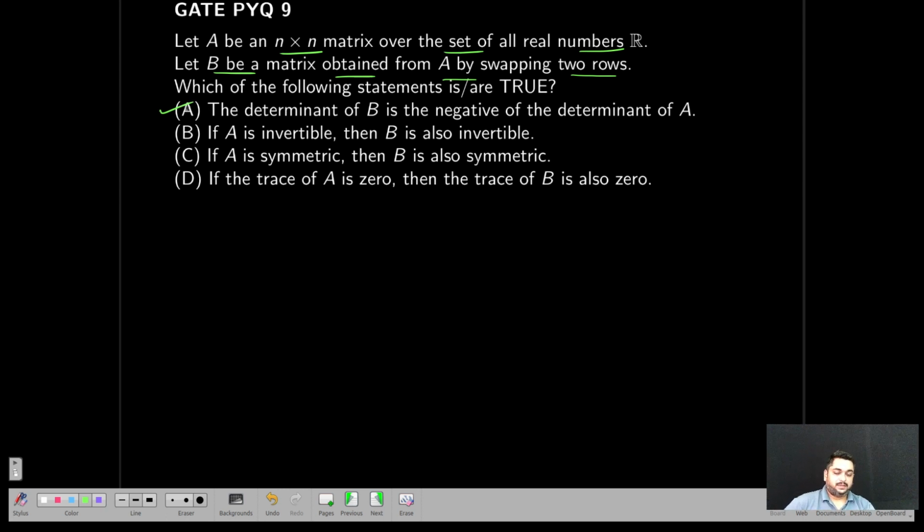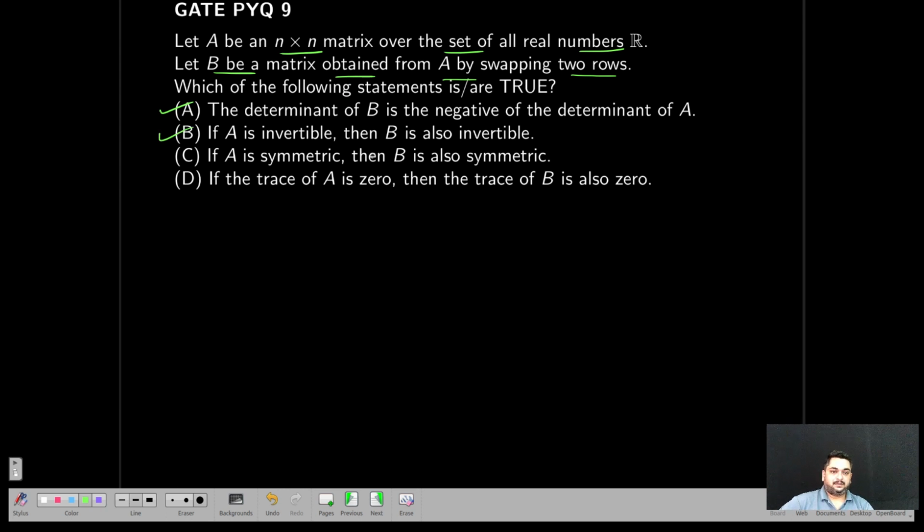So initially if the determinant is say x, swapping the rows once will make it minus x. Then twice will make it again plus x. So that is how it changes. Then if A is invertible, then B is also invertible. That means if the determinant is not equal to 0 for A, then the determinant is also not 0 for B.